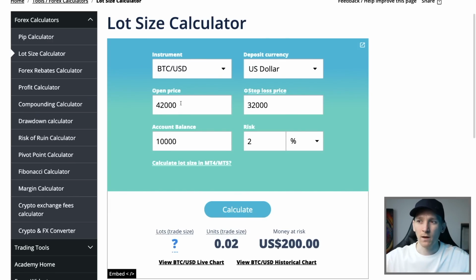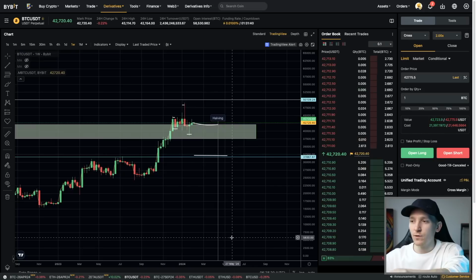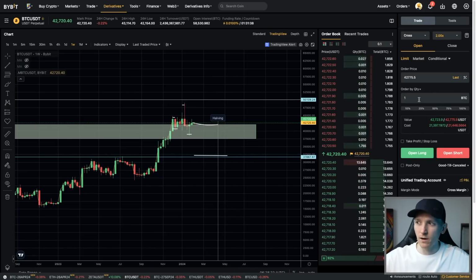Trading Bitcoin here. Open price is 42. We would have our own stop loss price at 32. Our account balance is 10,000. We want to risk 2%. We know that we can trade 0.02 units of a BTC. So we know that if we open this with this trade size, based on the open and a potential stop loss, if we trade out, we would lose $200 on that trade. Right, so 0.02. So you now know exactly how large you can go in.